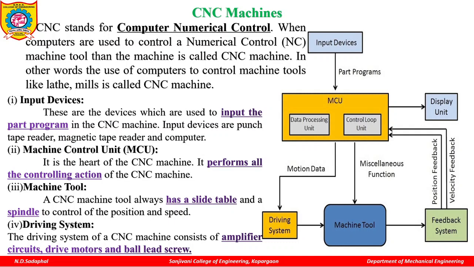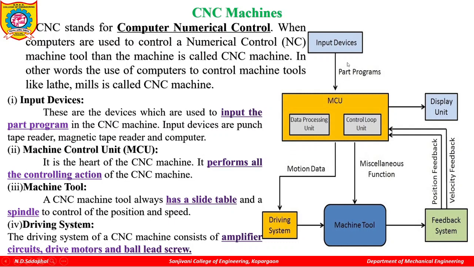So a lathe machine also you can control with the help of zeros and ones. Milling machines also you can control. So this lathe machine, milling machine can also be called a CNC machine. So it will be called a CNC lathe, CNC mill machines. So here you can see the flow diagram, different parts are there.